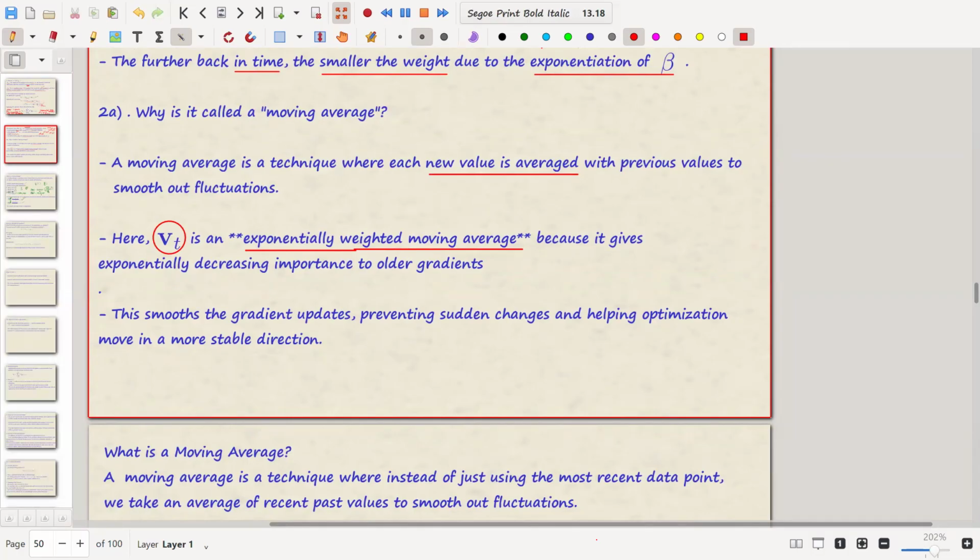Due to this, the gradient has been smoothed out. This smooths the gradient updates, preventing sudden changes and helping optimization move in a stable direction. Due to this last line, we are doing all these things. The normal gradient was not able to do this in this function, therefore we did all of this. Hope it is clear.